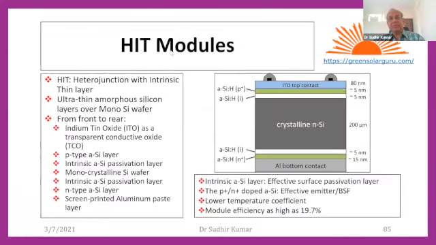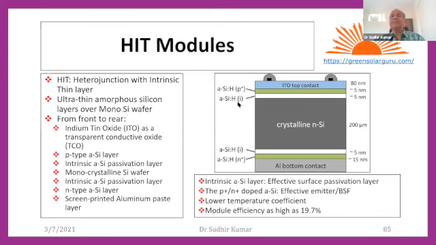HIT modules. This is one of the best in the market. And what is happening in the HIT module? Intrinsic amorphous silicon is put in between, with N-type silicon. And the advantage here, this is good research, is that you get better efficiency.